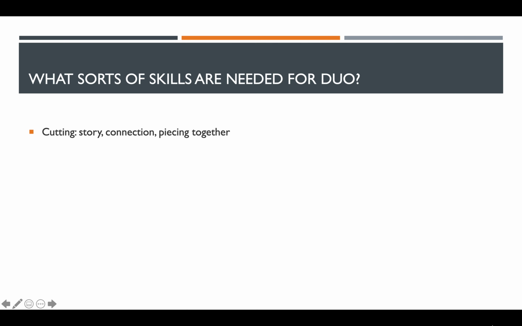First of all, cutting. Having a story, having a connection, piecing things together, being able to piece a coherent story together is super important, right? I talked about being almost stupidly relatable and easy to understand. That's super key and super important with a duo.